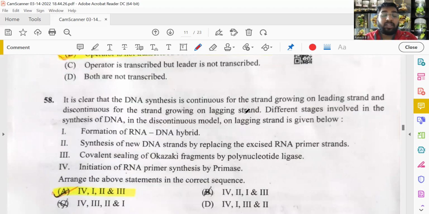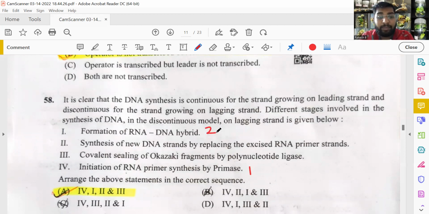Okay, here what they're asking you is DNA replication itself. If you see the semi-conservative model of replication, you will find the leading strand and lagging strand. Based on that, they have asked about the events. The first thing that is going to happen is initiation of the RNA primer. A small strand of RNA primer is going to be synthesized by primase. This is the first step. Second, this RNA is going to bind to the DNA which is going to be replicated. This binding of the RNA primer to the DNA is called formation of the RNA-DNA hybrid. That is your second one.